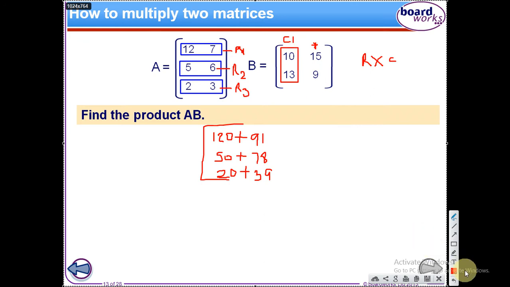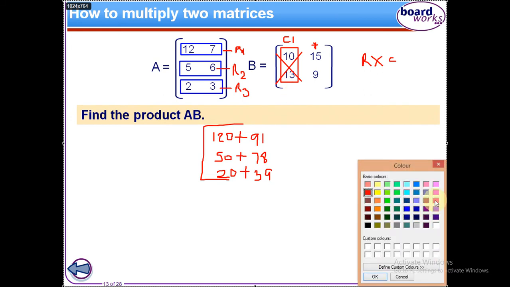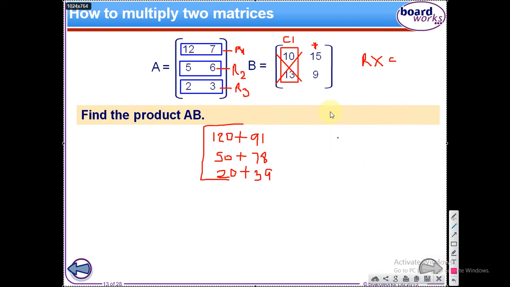Then I'm now going to repeat the same process for the next column. I don't have any business with the first column now, so let me cancel it. I'm going to repeat the same task with this one, so let me use another color. Let me repeat the same process here now. So this is C2, don't forget, fix C2 now. I'm done with C1. So R1 times C2, R2 times C2, then R3 times C2, like that.